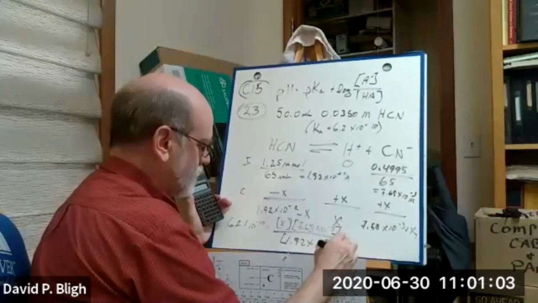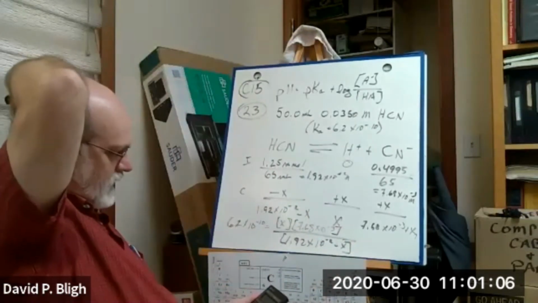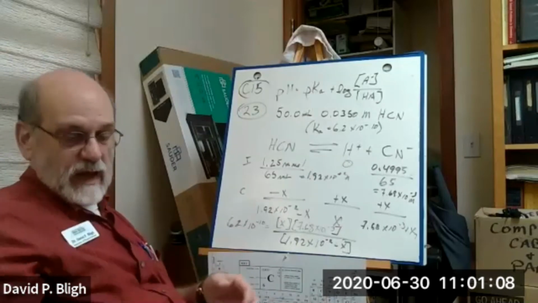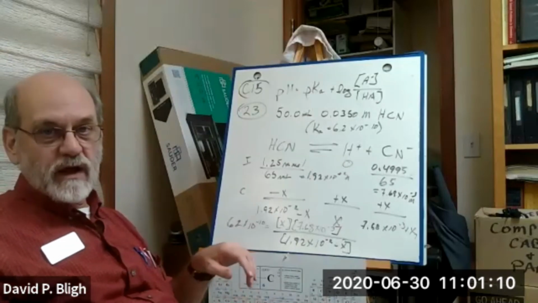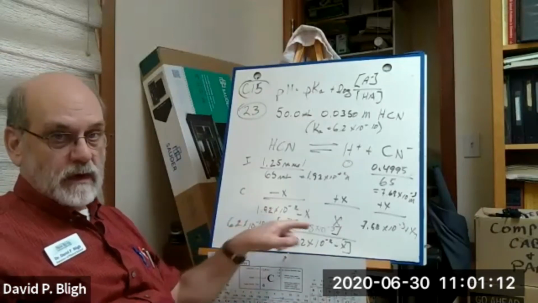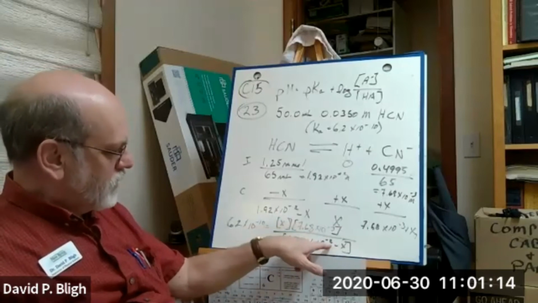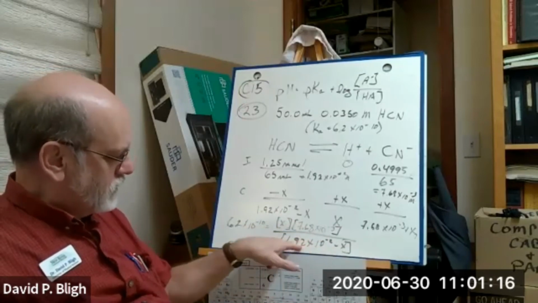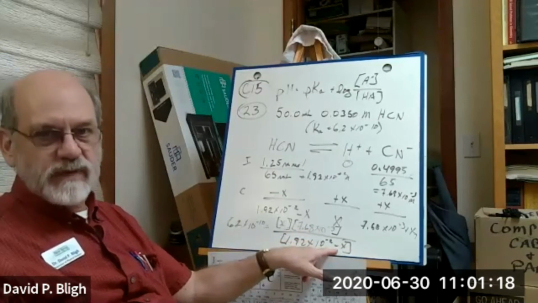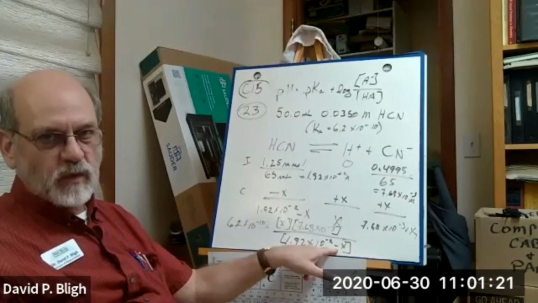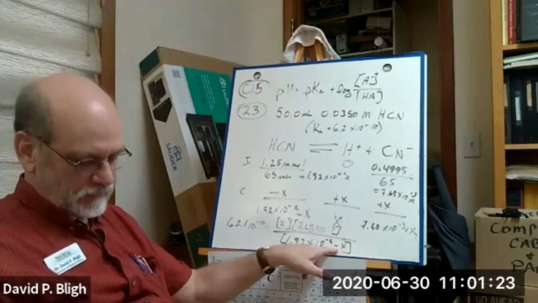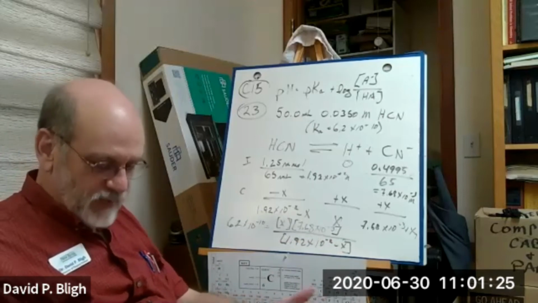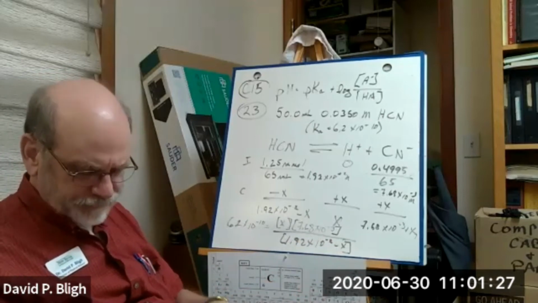Minus X. Now, I don't think we can make an approximation because look how small that value is. X is going to be a significant amount of that. So we're going to have to solve this quadratically. And it's already been done in the homework.